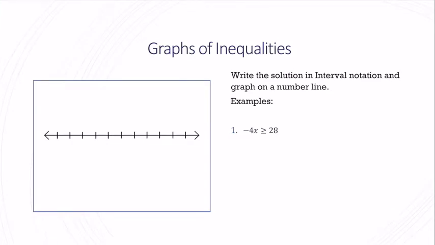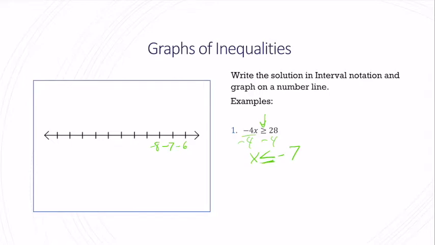So let's work through another example. I'm going to go ahead and divide both sides by -4. That means I have x is less than or equal to, see I flip my sign, -7. I gave you a blank number line, so label it how you want. I've got -6 here, -7, -8. You don't have to label everything.